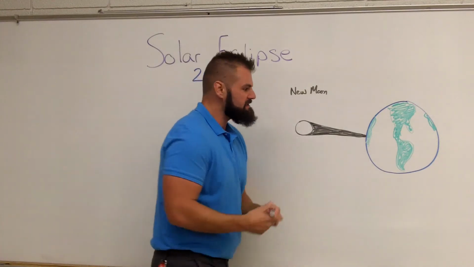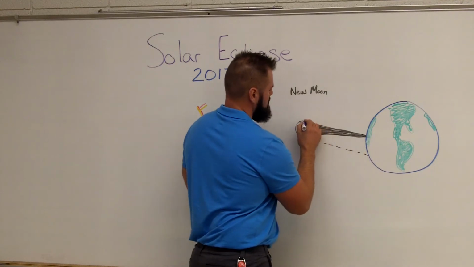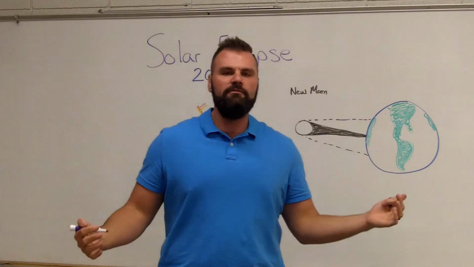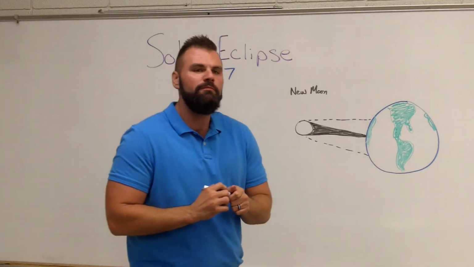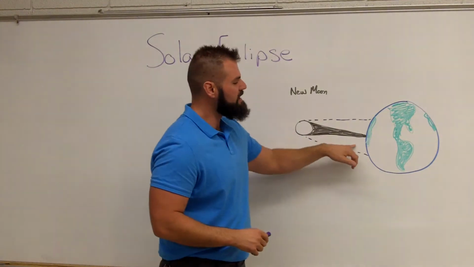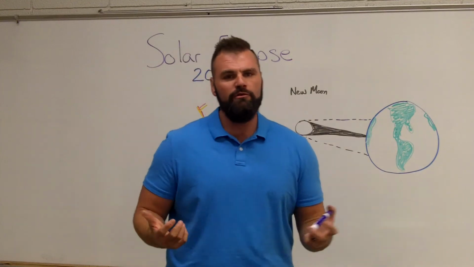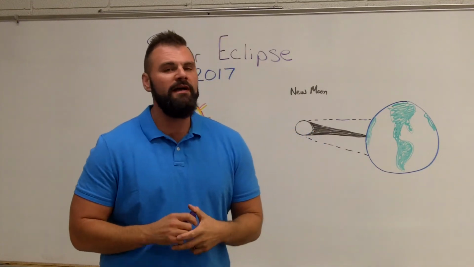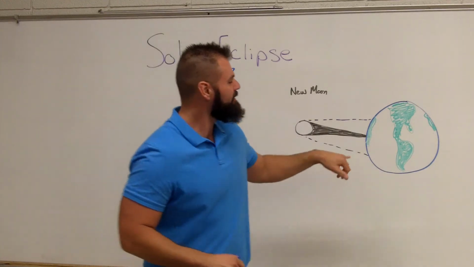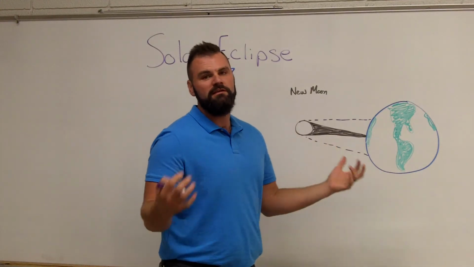The other shadow that it casts is kind of a wider shadow. It's not quite as dark, but it does cover more area, so more people tend to see this type of eclipse. This is a partial solar eclipse. This shadow is called the penumbra. And so if you're in this penumbra shadow, you would see part of the sun covered up. And depending on how close you are to the umbra, the more the sun covers up.